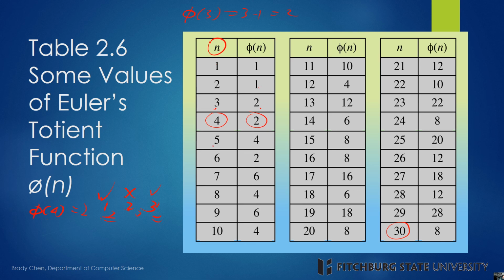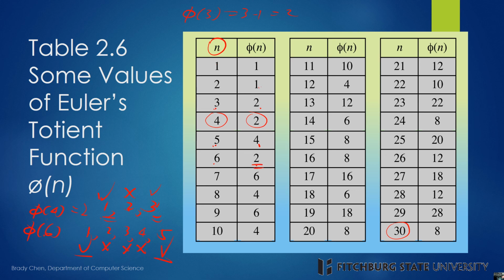Phi of 5 is 4, because 5 is a prime number. Phi of 6 is also 2. That's very interesting, right? Phi of 6. We need to compare 1, 2, 3, 4, 5. So 1 and 6 are relatively prime. 2 and 6 are not relatively prime. 3 and 6 are not relatively prime. 4 and 6 are not relatively prime. So only 5 and 1 are relatively prime to 6. So there's only 2. So that's 2.